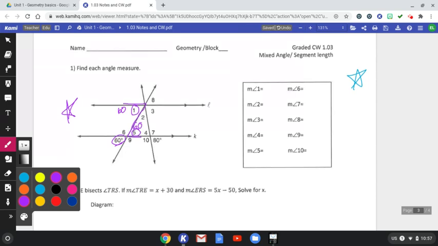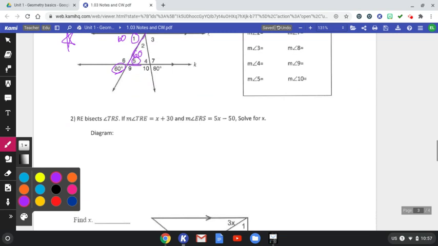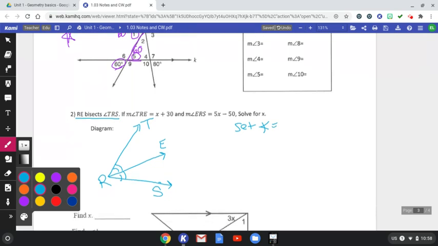Okay. Number 2, I can help you with a diagram. RE bisects angle TRS. So this is an angle bisector example, just like number 2 on the first notes page there. Angle TRS is the large angle. RE is the bisector, so it's coming out in the middle. What that tells me is this part of the angle and this part of the angle are the same measure. So you're going to set the angles equal to help you out there.